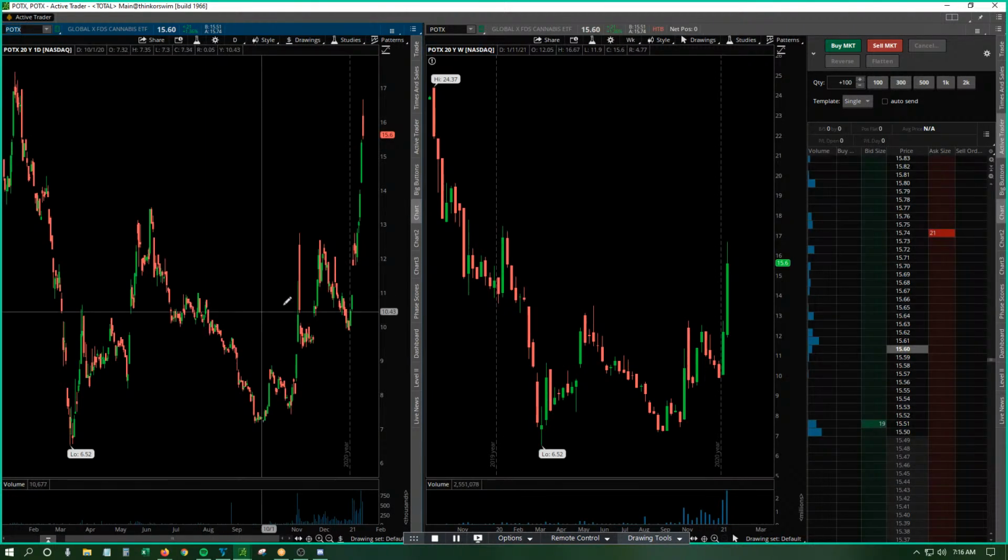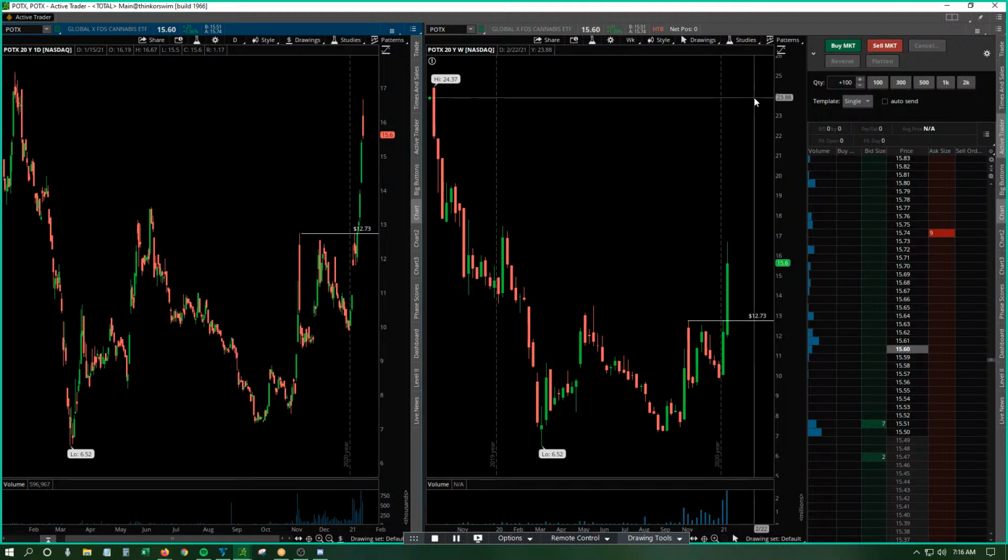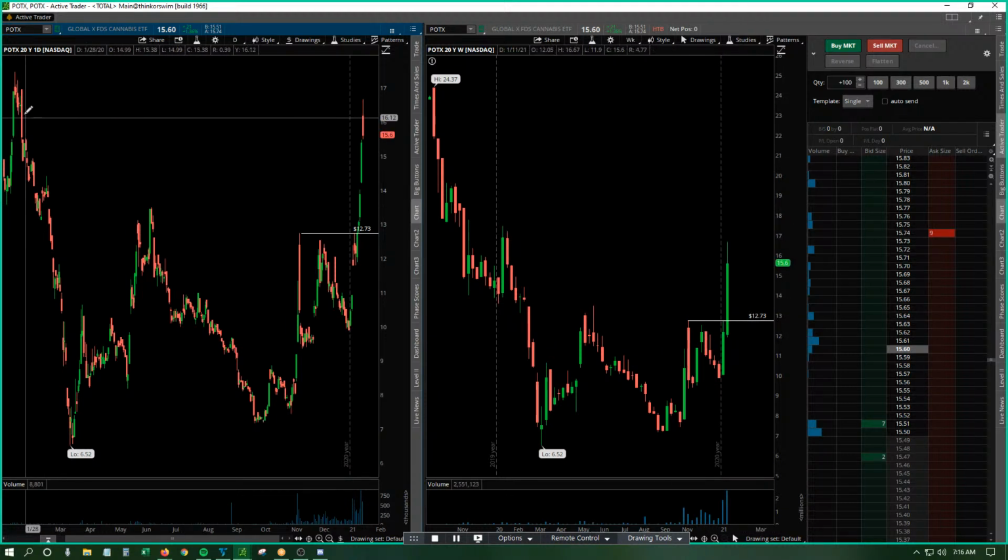Pot X is the other. Broke this range. Strong move up. Dips back into the range before making a bigger move. That would be the idea. Having some trouble in this 1650-ish area.